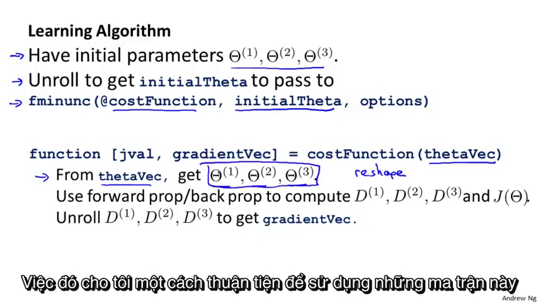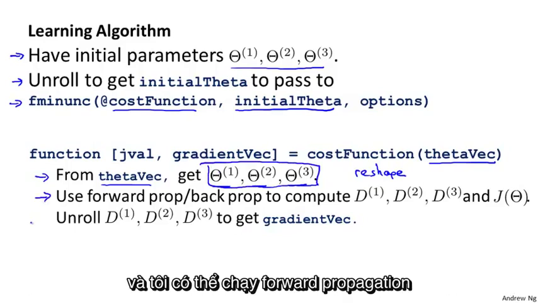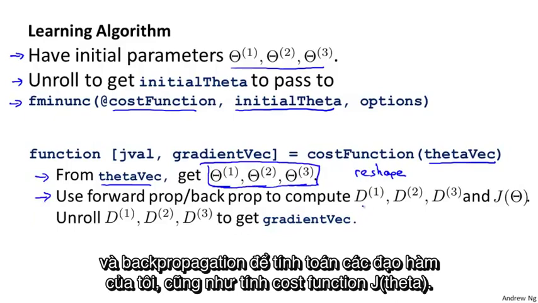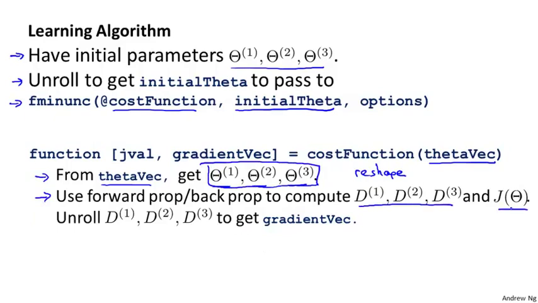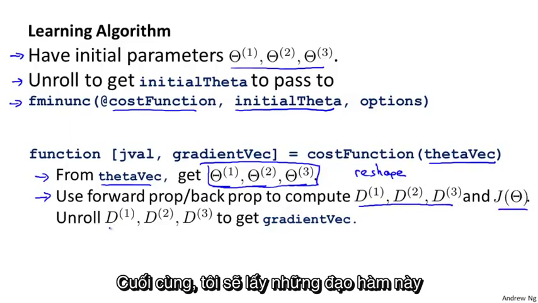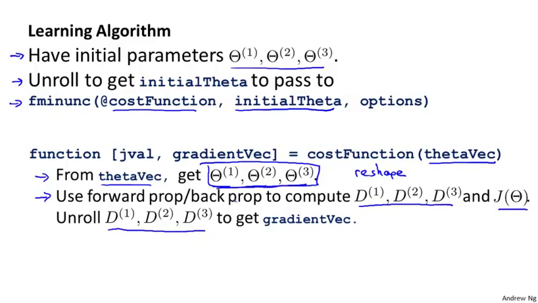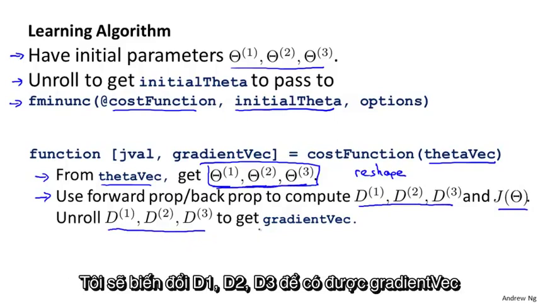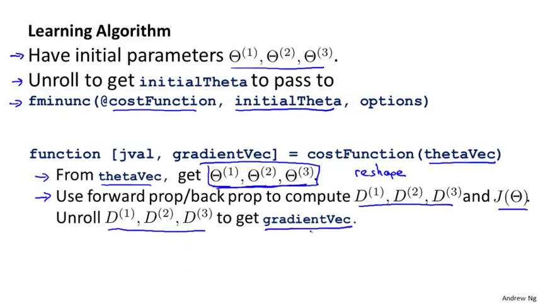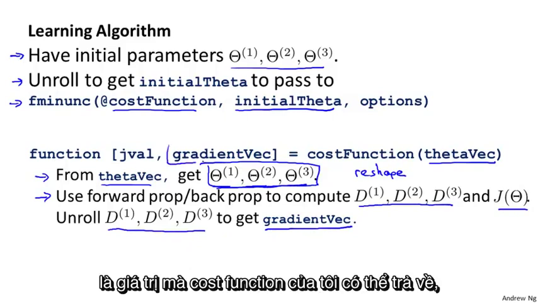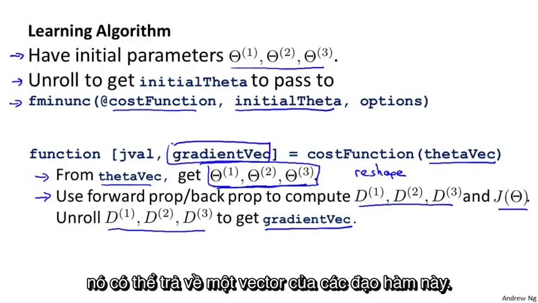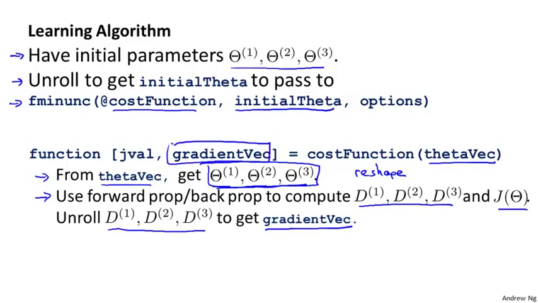So that gives me a more convenient form in which to use these matrices so that I can run forward propagation and back propagation to compute my derivatives and to compute my cost function J of theta. And finally, I can then take my derivatives and unroll them, keeping the elements in the same ordering as I did when I unrolled my thetas. I'm going to unroll D1, D2, D3 to get gradientVec, which is now what my cost function can return. It can return a vector of these derivatives.